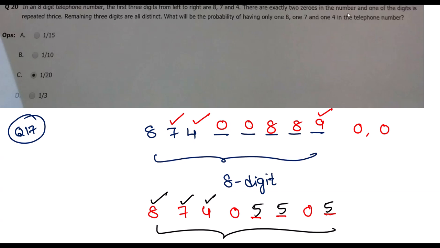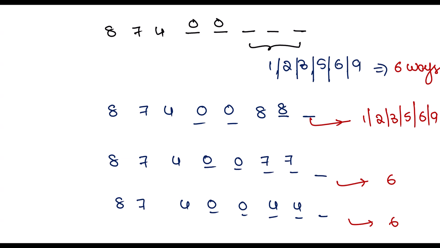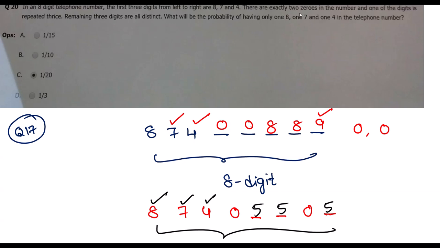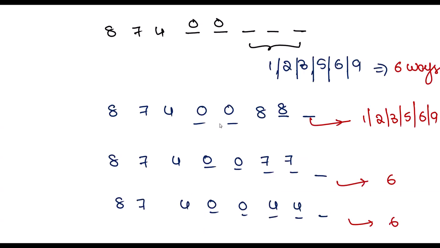Exactly 2 zeros in the number, and one of the digits is repeated thrice. Remaining 3 digits are all distinct. 2 zeros and one digit thrice, remaining all distinct. Then any other possibilities from your end? Exactly 2 zeros. The zeros cannot be 3. Don't extend to 3 zeros. Exactly 2 zeros. Don't try with 0.